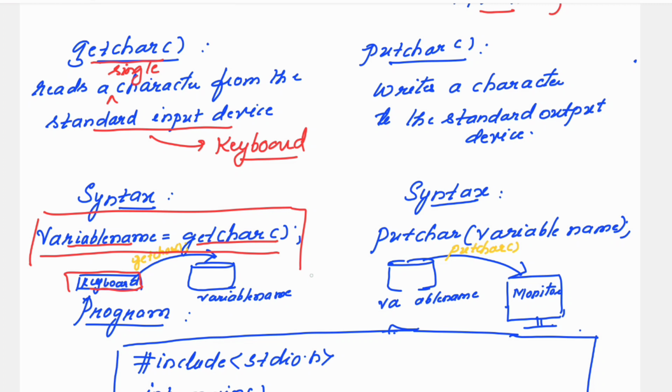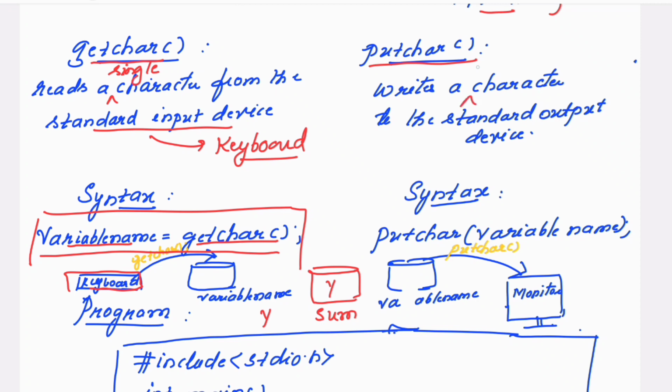Suppose you take the variable name as sum. A memory location is identified in the memory, and whatever character the user enters, suppose the user enters the character y, the y character is stored in the memory using getchar. Remember, it is only stored in the memory, still it is not printed on the screen. For that reason, to print on the screen, you have to make use of putchar.